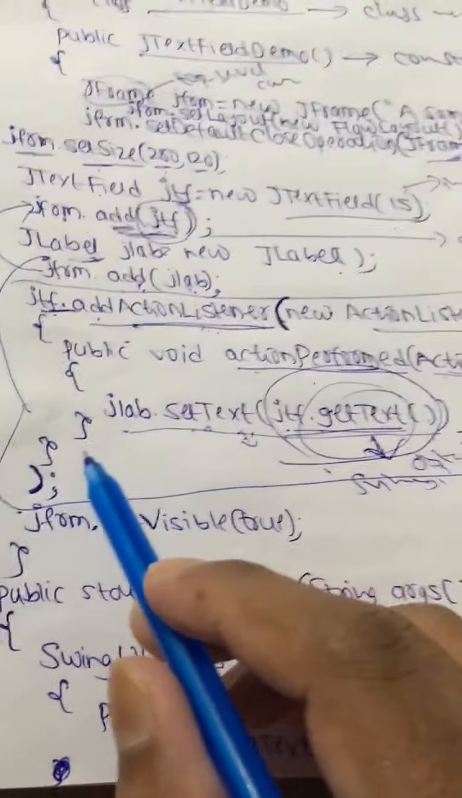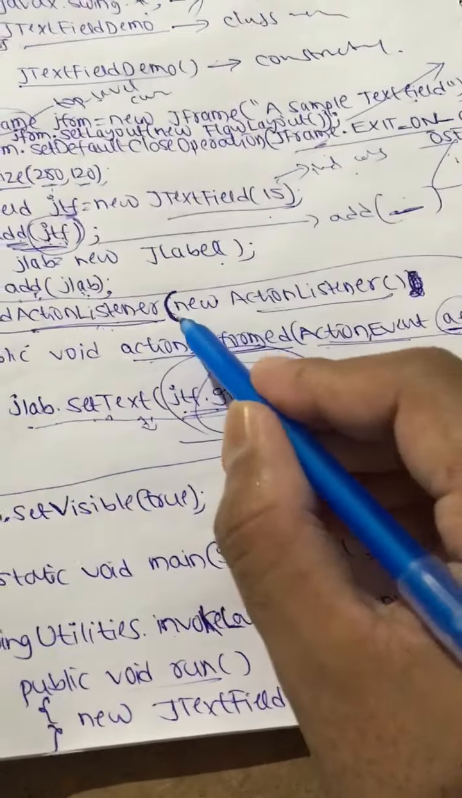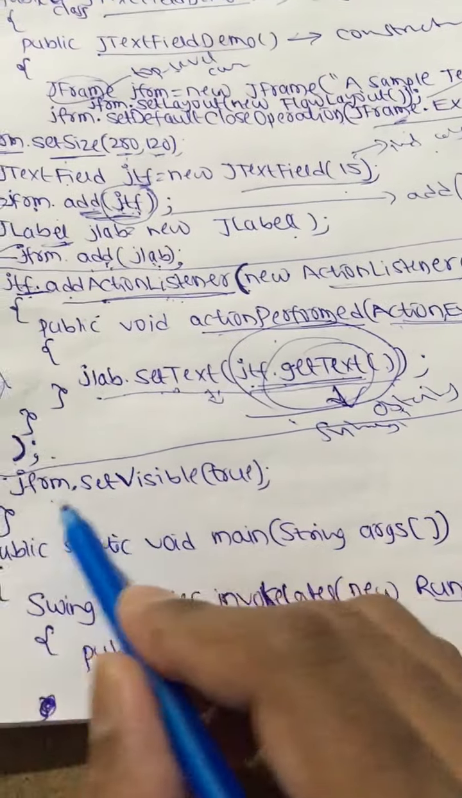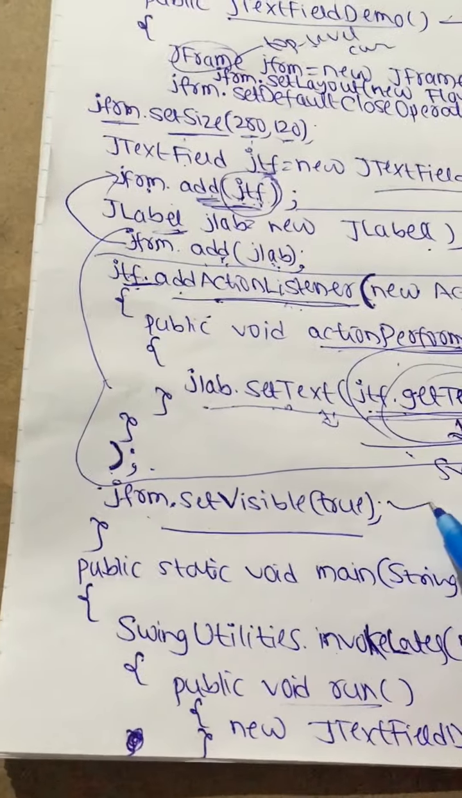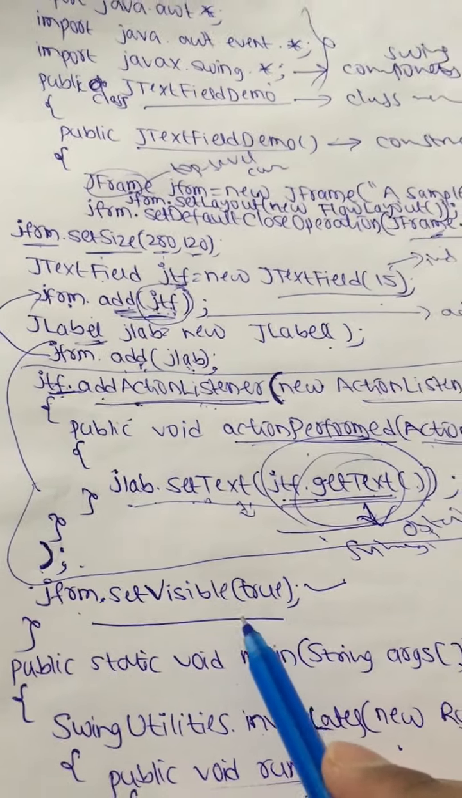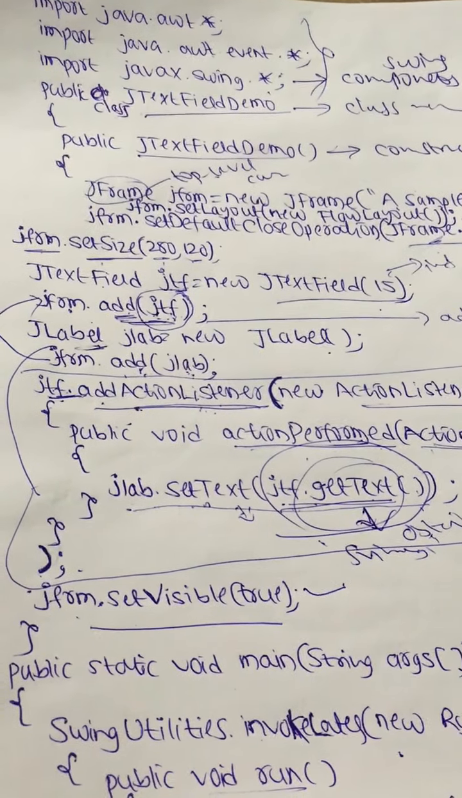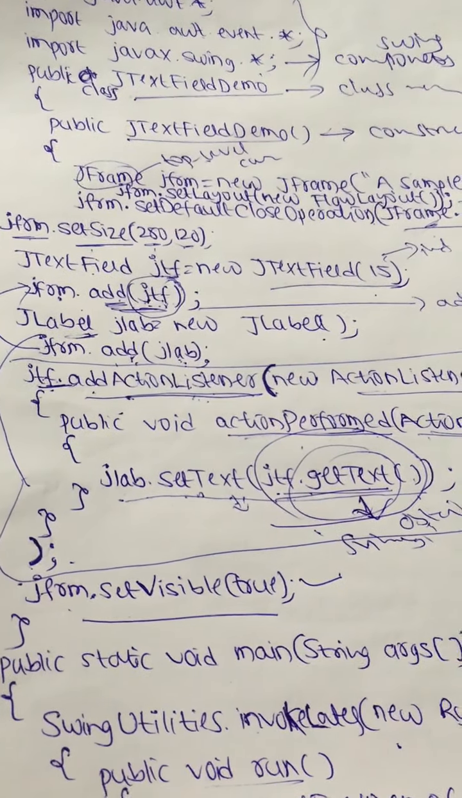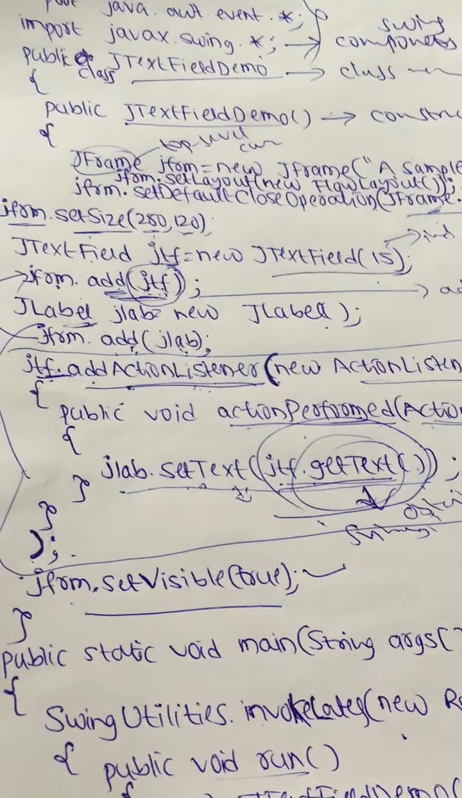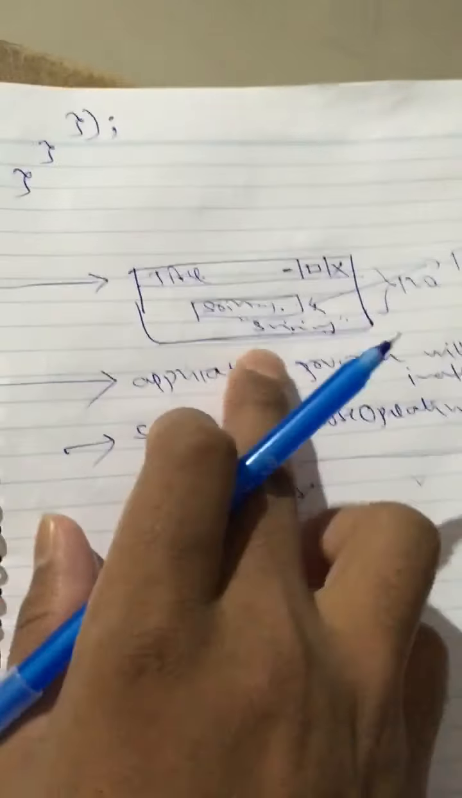So we are closing all the methods here. Open bracket, close. Then jfrm.setVisible(true). This is an important line in our entire program. setVisible has two values, true and false. Whenever setVisible is true, the window will be displayed to us.